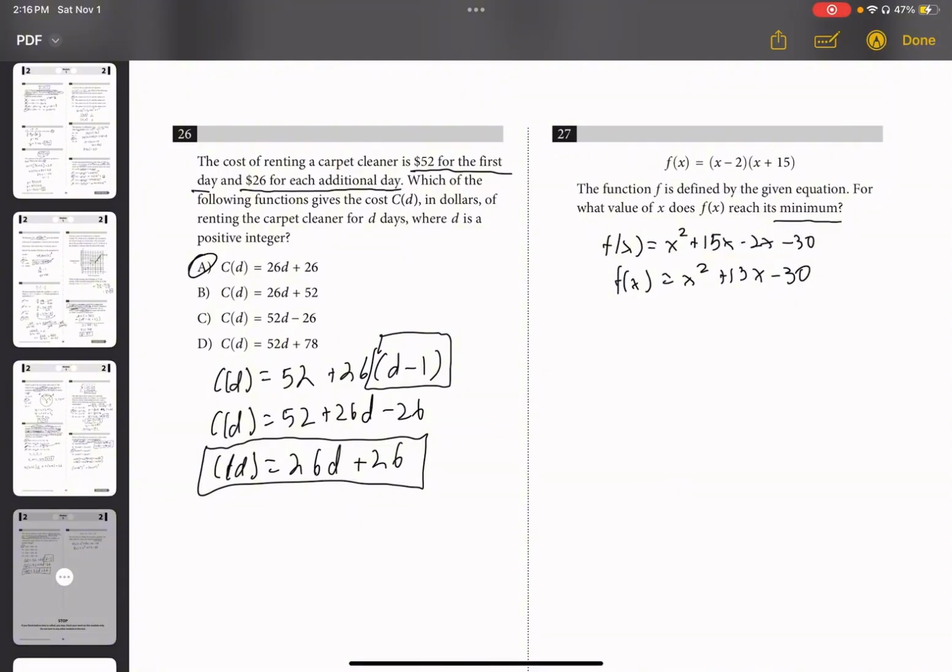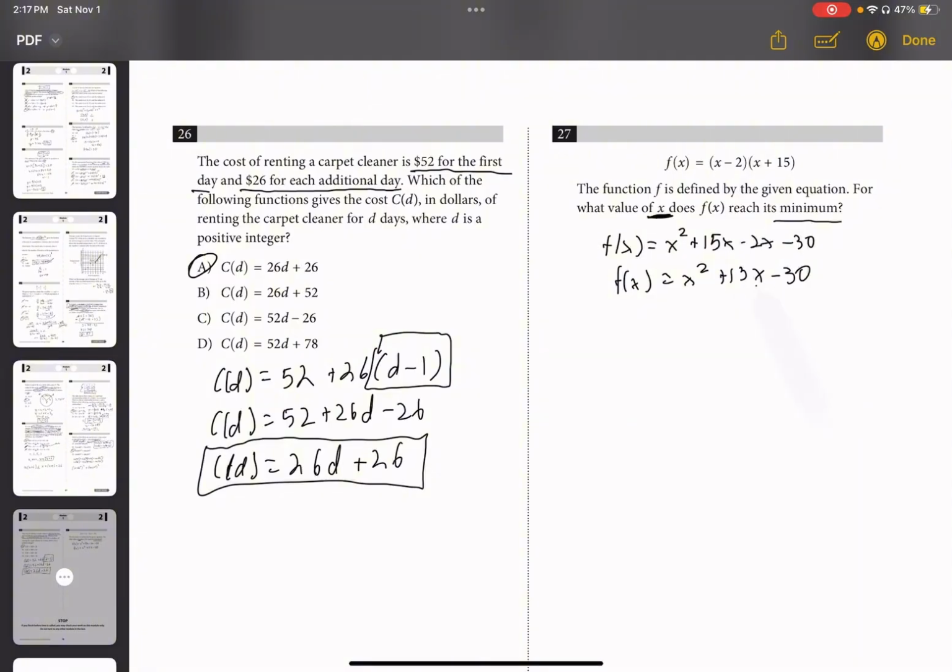Now, we're looking for the x value where f of x reaches its minimum. You can rely on graphing technology to do this for you since you're allowed Desmos in the test. The fastest way would be to put it in Desmos and then trace where its minimum value is and see where the x point is at that minimum. However, I'm going to show you how to do this by hand, for when you run into a situation where you need to do it by hand.